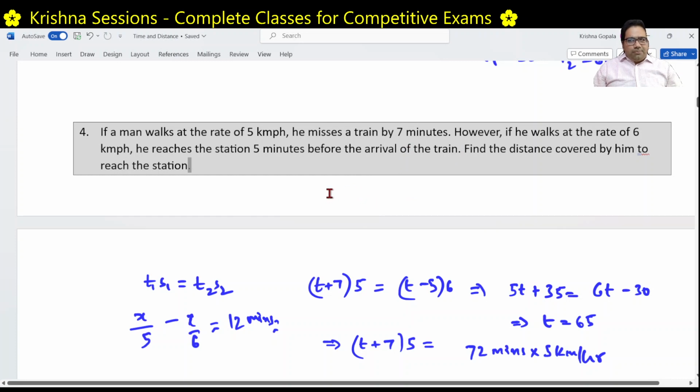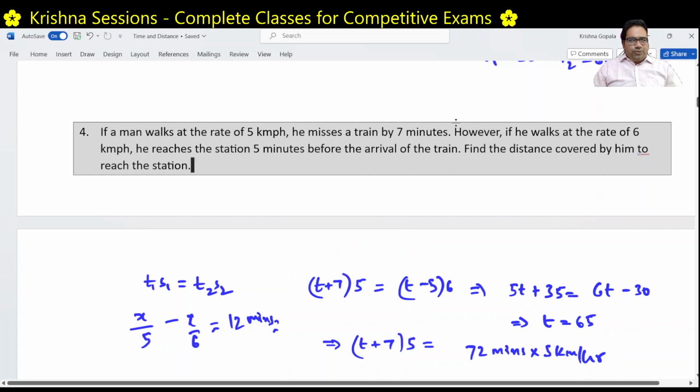So at some speed, if he is walking for some time t, he will arrive exactly when the train arrives. Now, what he is saying: if he walks at 5 kilometers per hour, then he is missing by 7 minutes. So t plus 7, into 5. t was the time at which he reaches. If he is walking at some other speed, he will reach exactly when the train arrives. So t into s is equal to t plus 7.